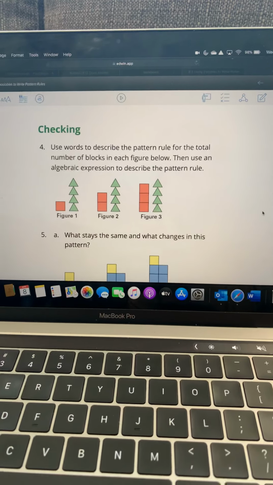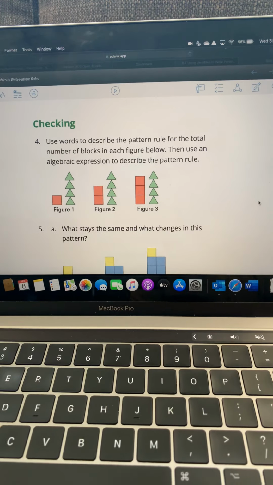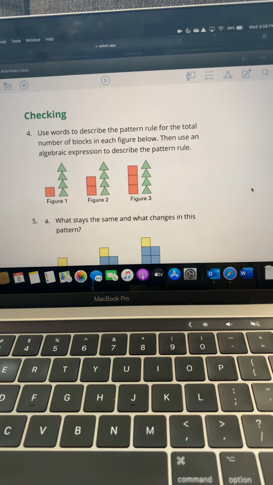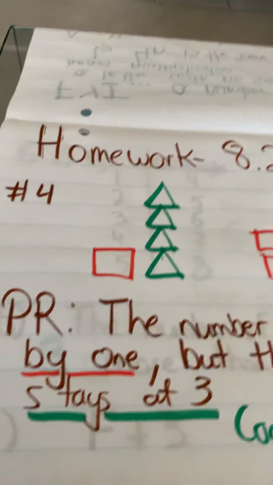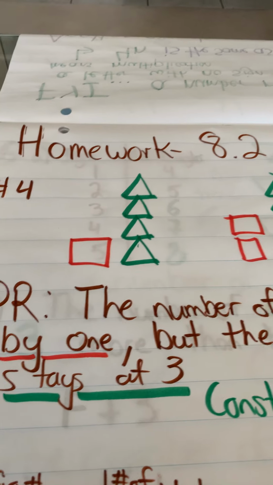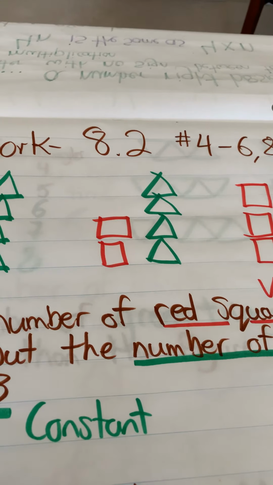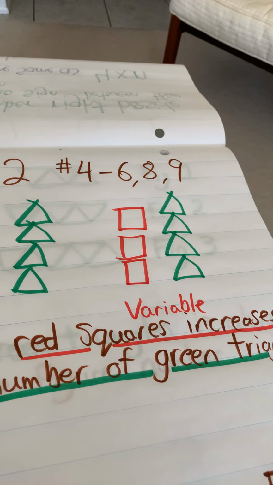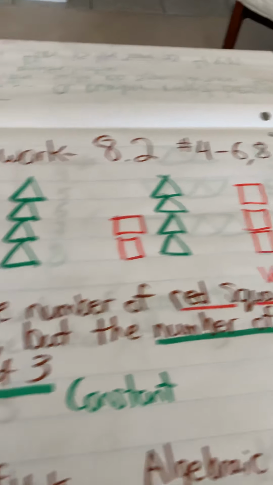So question number 4, use words to describe the pattern rule for the total number of blocks in each figure below, then use an algebraic expression to describe the pattern rule. Okay, so we have here the pattern, 1 red square, 4 green triangles, 2 red squares, 4 green triangles, and 3 red squares, 4 green triangles. Okay, so our pattern rule.